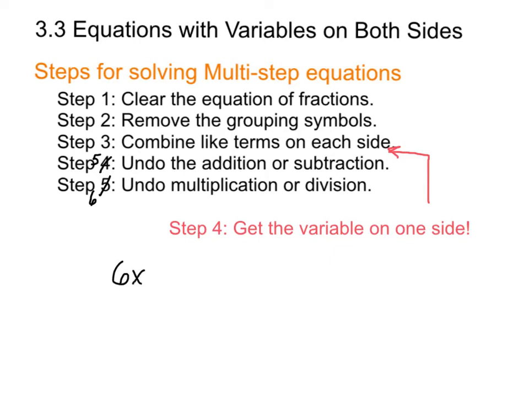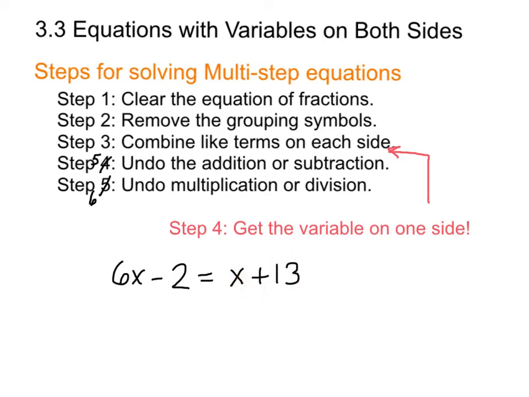6x minus 2 equals x plus 13. Now, if you're looking at this and following the steps, step 1, clear the equation of fractions. We don't have any. Remove parentheses and grouping symbols. We don't have any. Combine like terms on each side. Now we have this, 6x minus 2. I can't do anything there. And x plus 13. I can't do anything there.